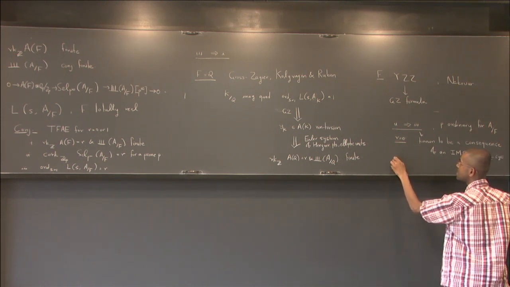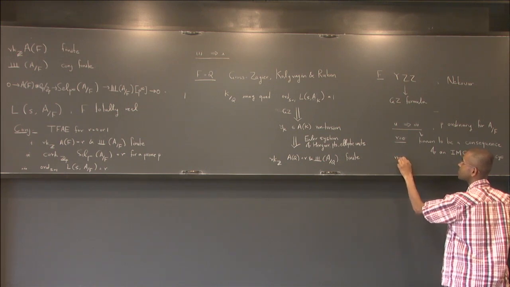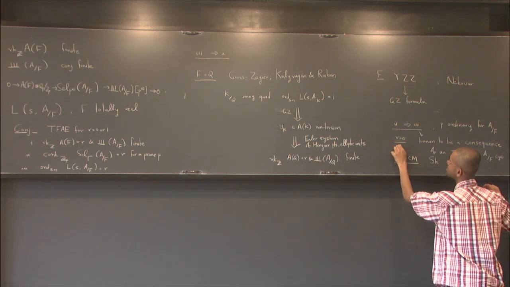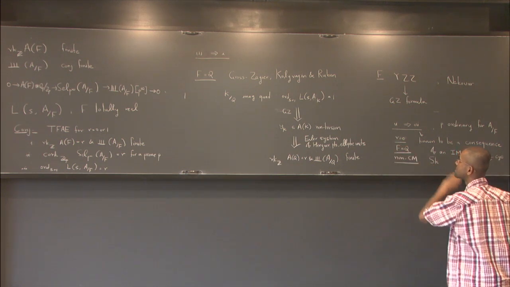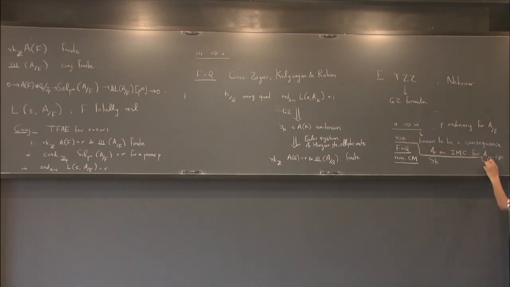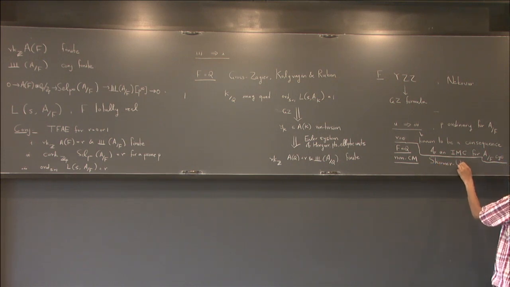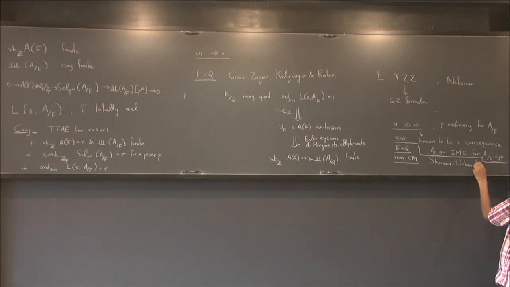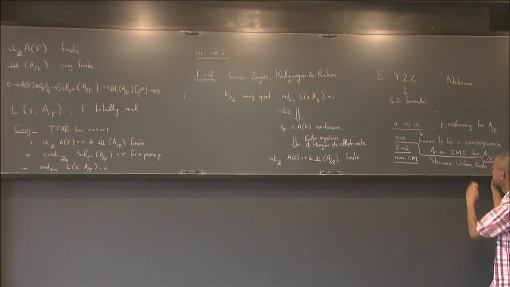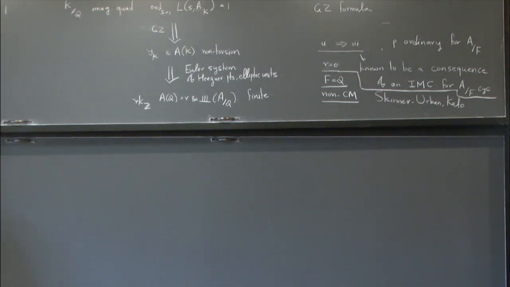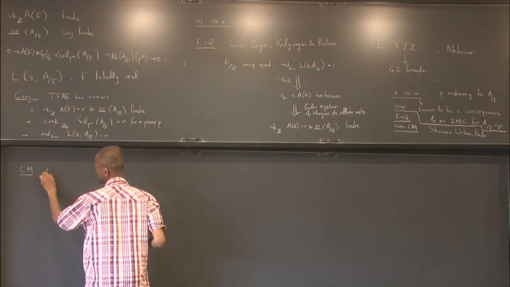So in the non-CM case, this IMC was, sorry, now let's say F equals Q first, from early to mid 2000s. The CM case goes back earlier, to Rubin's early 90s.